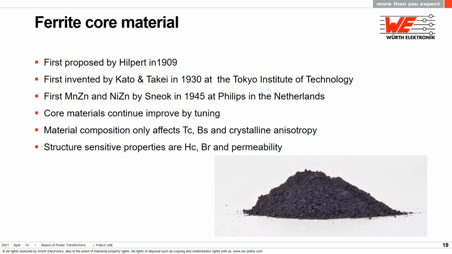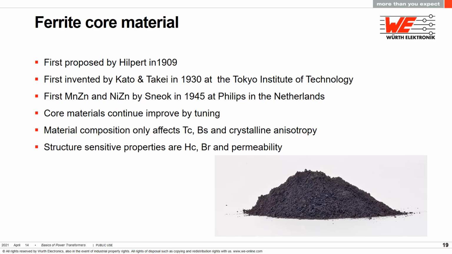We covered a lot about cores in the inductor session, so here I only want to touch on a couple things about ferrite cores, which are the most widely used for switch mode power supplies. The concept of using metal oxides as a high-frequency material was first proposed by Hilpert in Germany in 1909, but he did not successfully make any useful material. The first successful ferrite was developed in Japan in 1930 by Kato and Taki, who went on to form the TDK Corporation. The first nickel zinc and magnesium zinc came from Snoek at Philips in the Netherlands in 1945.